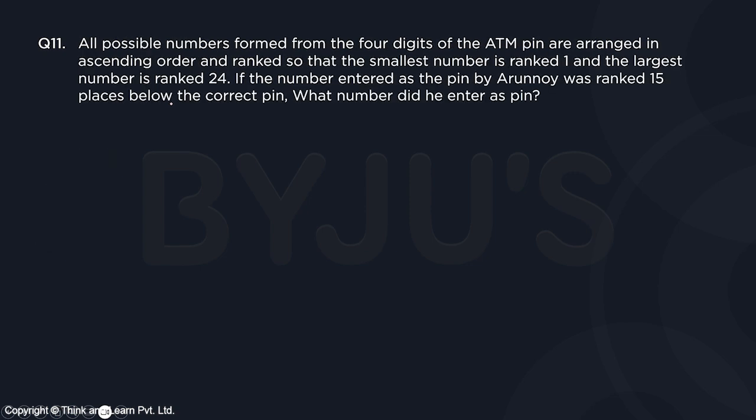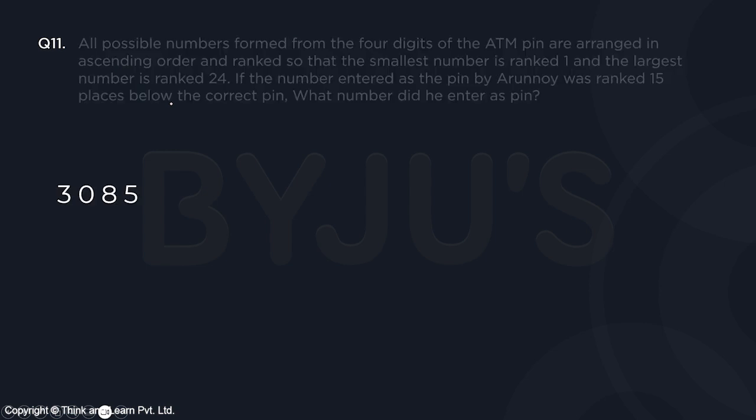And then it says if all possible numbers formed from the 4 digits of the ATM pin are arranged in ascending order and ranked so that the smallest number is ranked 1 and largest is 24. If the number entered as the pin by Aruno was ranked 15 places below the correct pin, what number did he enter as pin? Okay.